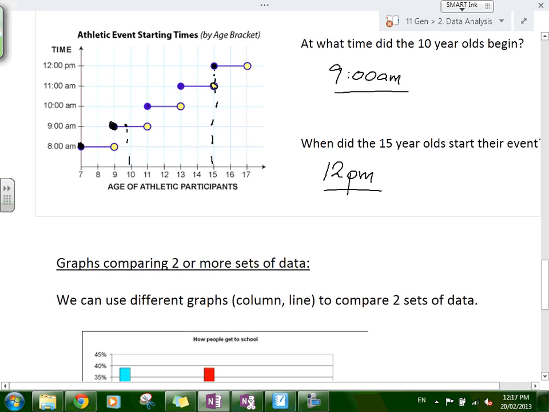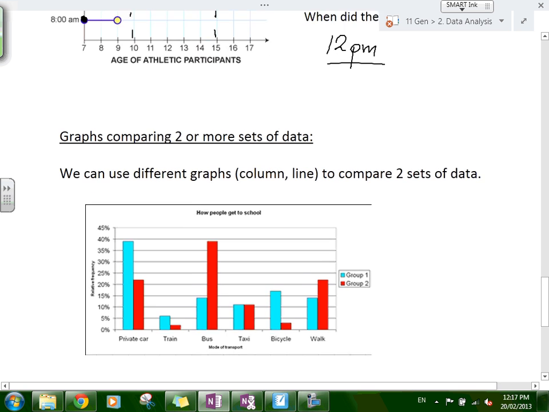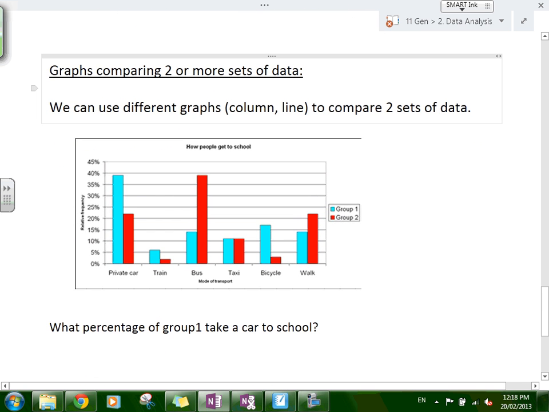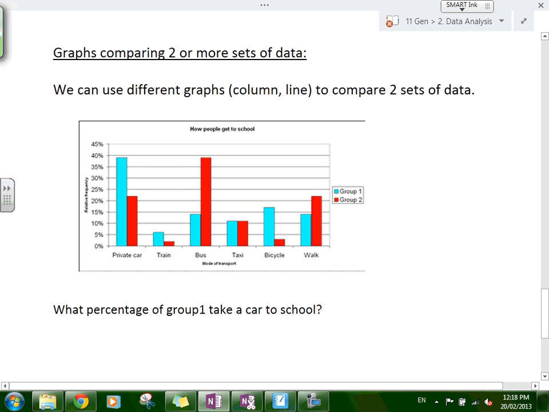And then the final one we're going to look at is comparing two or more sets of data. Okay, and graphs are very good to be able to present more than one set. So, for example, you can have a column graph. I'm not going to go through every possible type of graph with two sets of data. You can have line graphs, if there are some in the exercise with line graphs or column graphs. You can have radar charts, obviously. You can have two pie graphs next to each other, whatever else. But this one is saying, well, how people get to school.